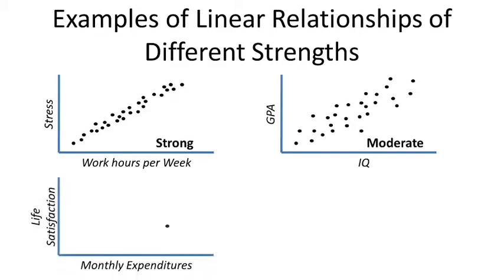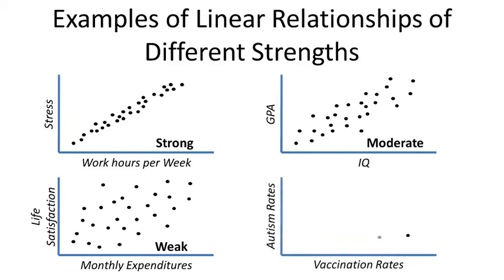And then here we have life satisfaction and monthly expenditures. You can see it doesn't really form a line at all. If I asked you to try to draw a line to connect most of the dots, you probably would have no idea where to put it. So that's fairly weak.